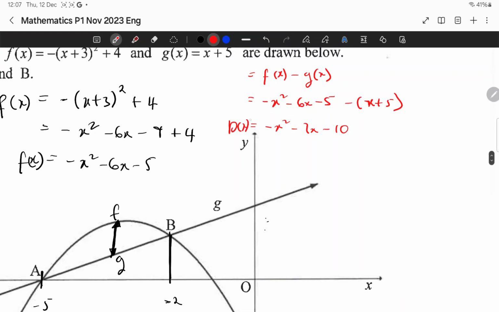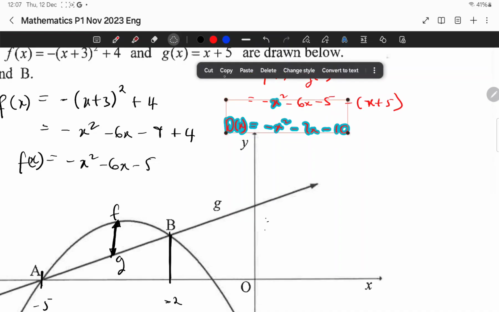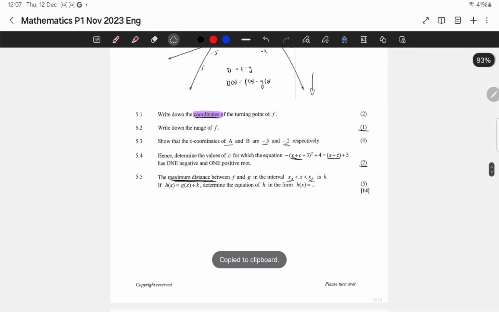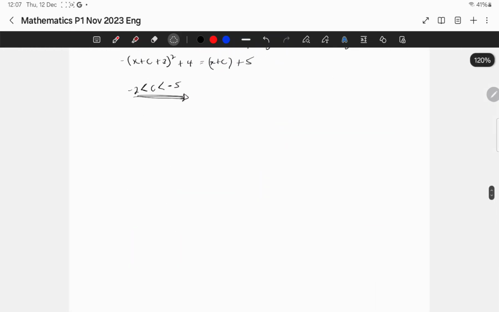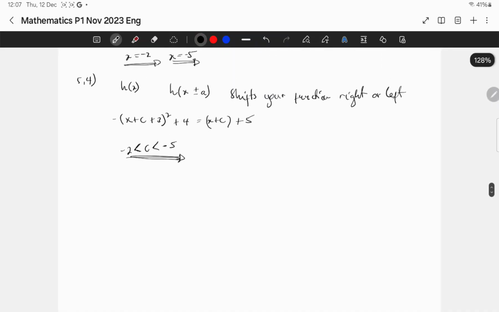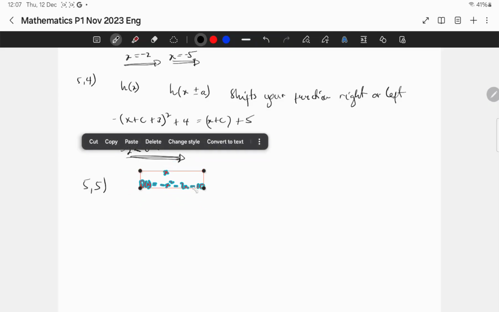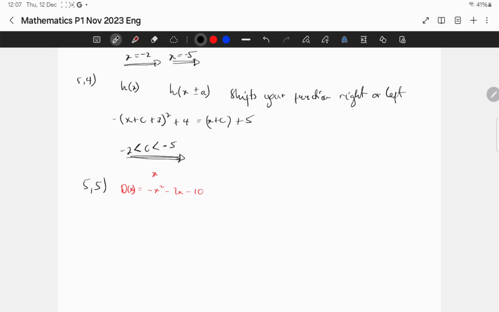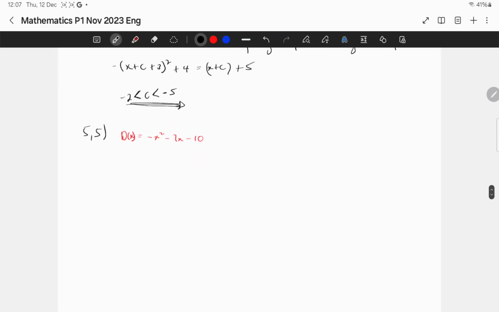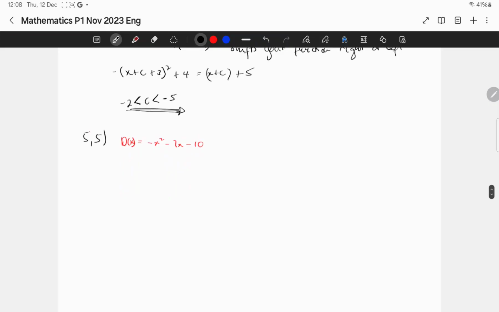That's our d of x. D of x, right? Let me just copy this and we go on to solve it. Copy question 5.5 right here, and we paste this. Right, now we have our function d of x. So what are we looking for here? We're looking for the maximum distance.